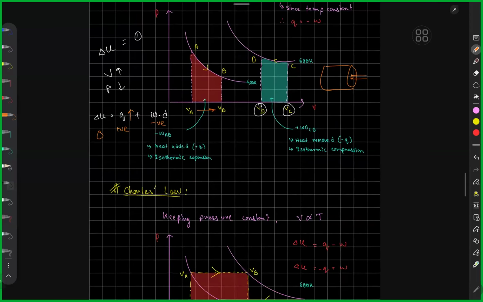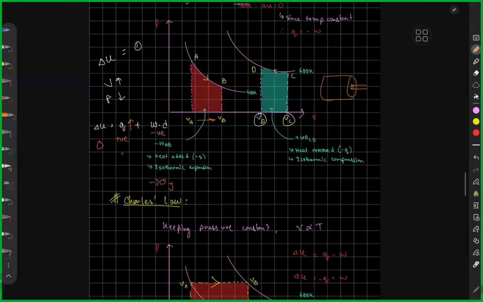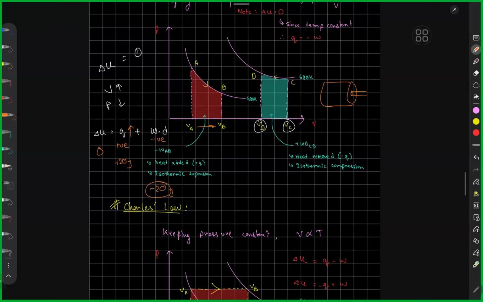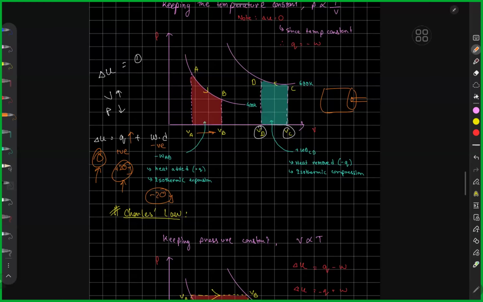So if I say minus 20 joule worth of energy was taken from the system by work done by the gas, then I also have to say 20 joule of energy was supplied to the system through heat transfer. If the gas did 20 joule worth of work to expand, that also means I provided 20 joules of energy as heat to make sure my internal energy does not change. This is how you find out different variables in the thermodynamic equation.